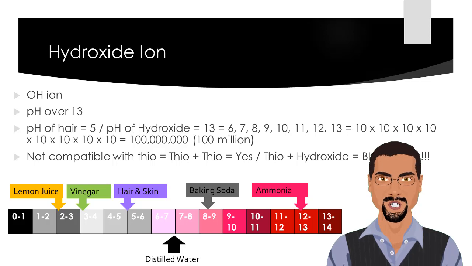The average pH of hair is 5, and most hydroxide relaxers have a pH over 13. Since each step in the pH scale represents a 10-fold change in concentration, a pH of 13 is 100 million times more alkaline than a pH of 5. Hydroxide relaxers are not compatible with thio-relaxers, soft curl permanents, or permanent waving, due to the differences in the chemistry.